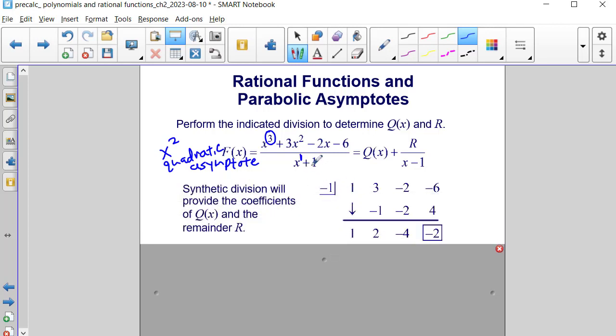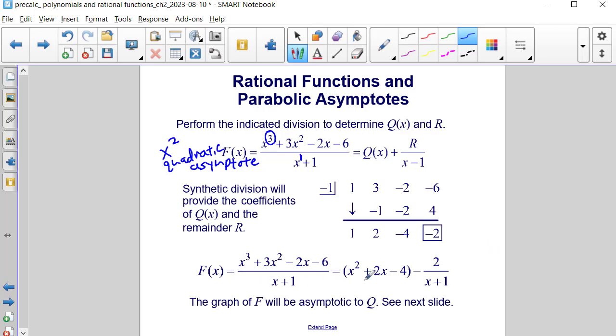So our factor is -1, and our coefficients of the numerator are 1, 3, -2, and -6. We bring down the 1, do the multiplication, and we get -1. 3 minus 1 is 2. 2 times -1 is -2. -2 plus -2 is -4. -1 times -4 is +4, and if we add up -6 and 4, we get -2.